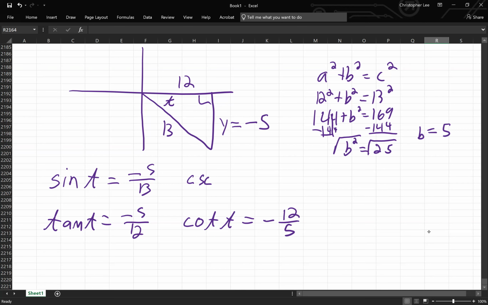They said they want cosecant, right? Cosecant, easy, right? Of t is equal to what? Just flip the sine, right? What's that? -13 over 5. Done. Right? What's the one I'm missing? Secant, right? Secant is going to be what? 1 over cosine, right? Cosine is adjacent over hypotenuse, which is 12 over 13. Just flip it, right? So this is 13 over 12. Done.